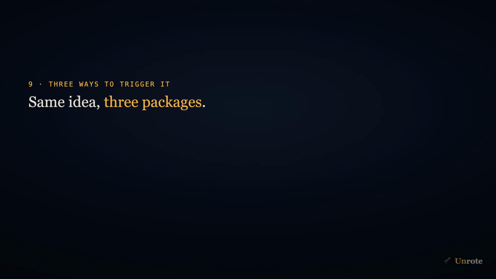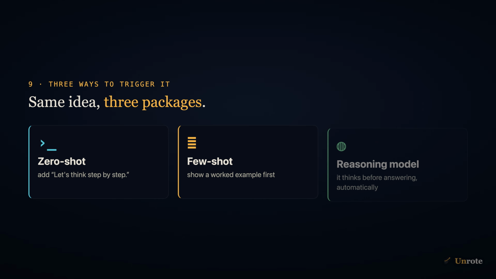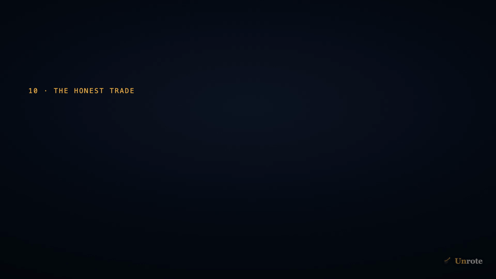There are 3 ways you'll see this. Zero shot, you just add the words, let's think step by step. Few shot, you show it one worked example and it copies the habit. And reasoning models, the newer ones that do this on their own, thinking quietly before they answer. Same trick, 3 packages.